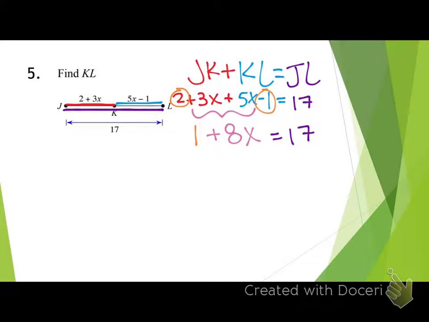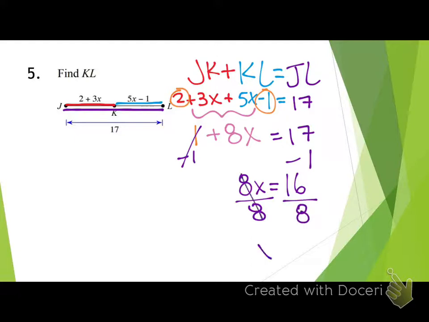All right, what's the next thing I want to do? Subtract 1. So 8x equals 16. Divide by 8. x equals 2. Did it ask me for x? No, it asked me for KL, right? Find KL, the length of it. So KL used to be 5 times x minus 1. So now we're going to plug in. 5 times 2 is? 10. Minus 1 is? 9.